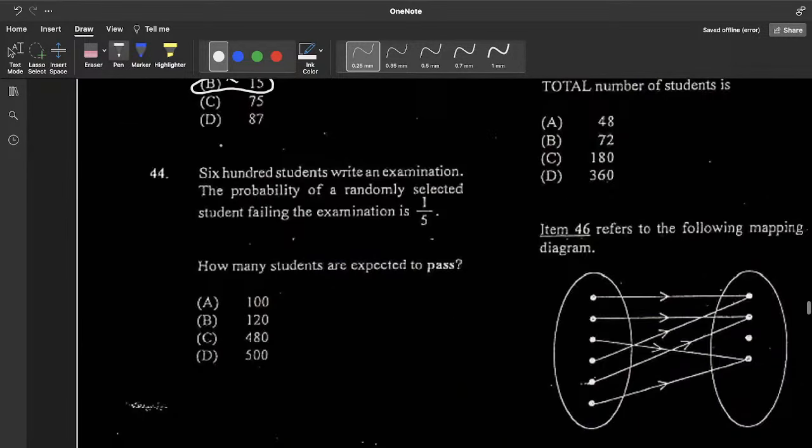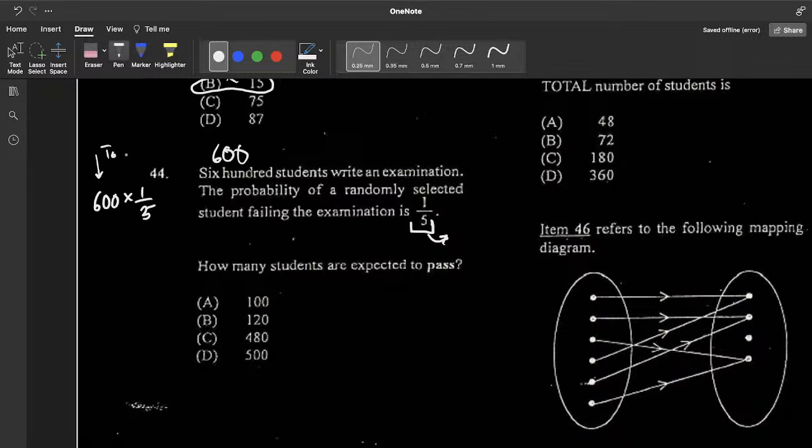Examination. So I'll just put 600 here. The probability of a randomly selected student failing the examination is 1 out of 5. How many students are expected to pass? So we have the probability of those failing, but they want us to figure out how many are expected to pass. If we could figure out how many are expected to fail, we could work out how many are expected to pass. So how many are expected to fail? 600 times 1 over 5.